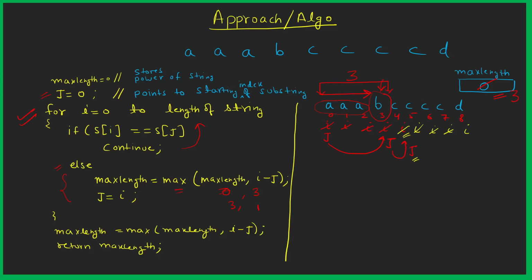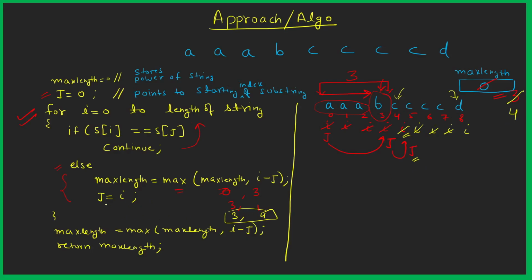So this if will be false, and again we will move to the else part, and now we will update the maximum length. The previous maximum length was 3, and the current i minus j will be, i is at the 8th position and j is at the 4th position. So 8 minus 4 will be 4. So I will update this maximum length as 4.